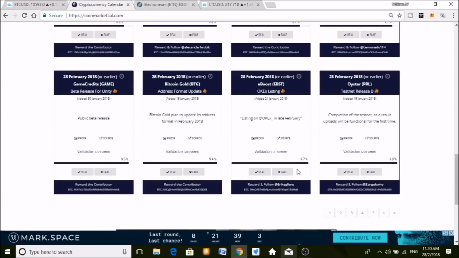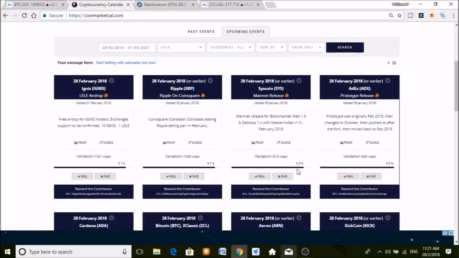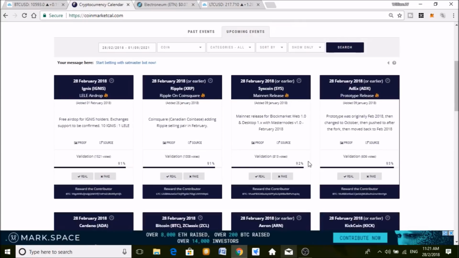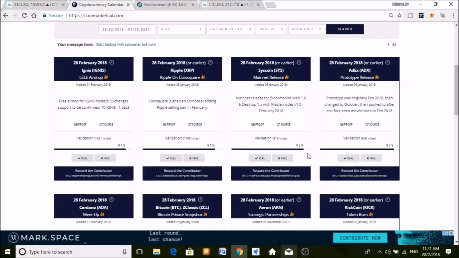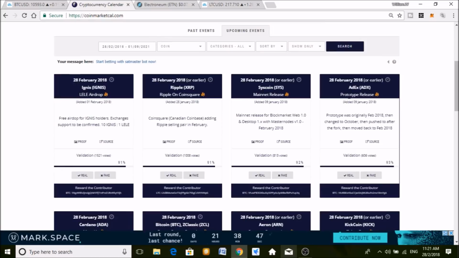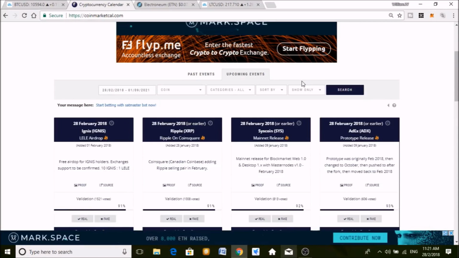Yeah, that's pretty much it. What you want to look for is, again, mainnet or testnet launch, major exchange listings, prototype release, or working product release. Okay, so let's look at the past events.